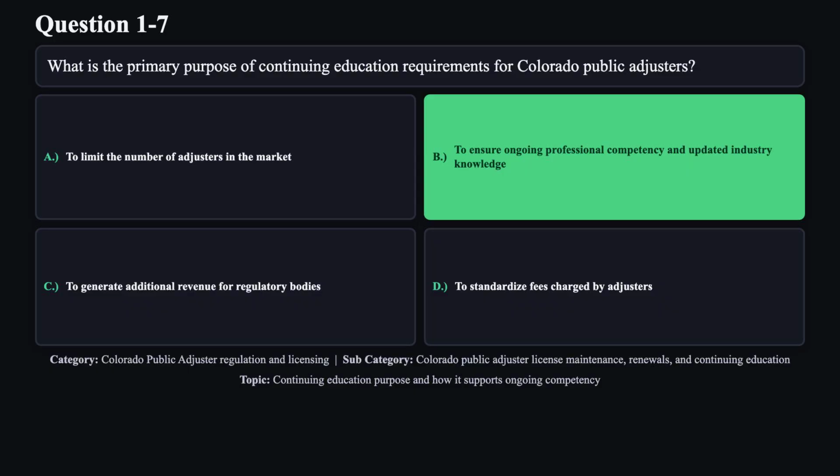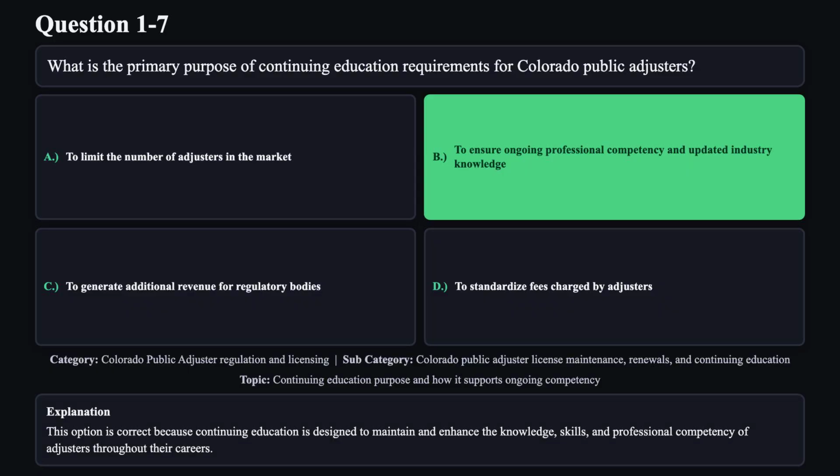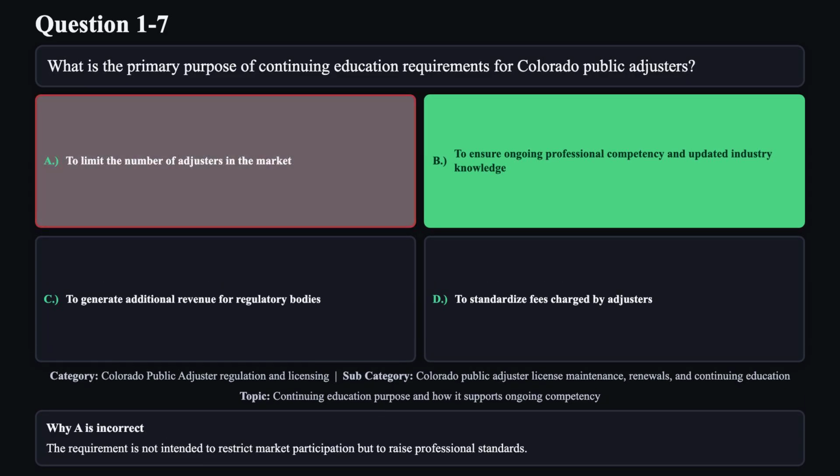The correct answer is B. This option is correct because continuing education is designed to maintain and enhance the knowledge, skills, and professional competency of adjusters throughout their careers. Reason A is not correct. The requirement is not intended to restrict market participation but to raise professional standards.